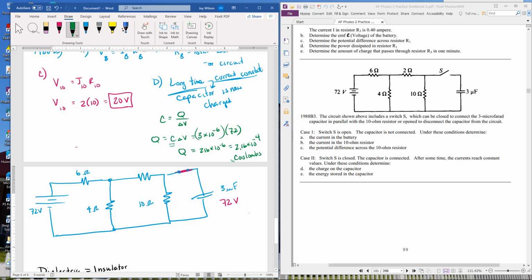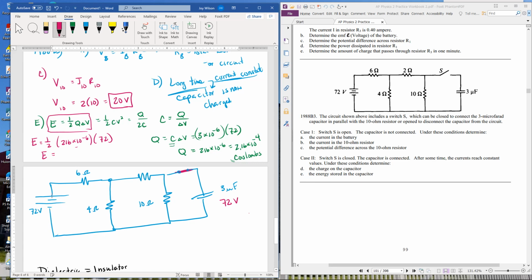That would be bad. And then last but not least, the last thing we need to know, what is the energy stored on a capacitor? Straight formula. So energy is 1/2 QV. It's also 1/2 CV squared. It's also Q squared over 2C. The easiest way to do it here is this one. So 1/2 of 216 times 10 to the negative 6th times voltage of 72.